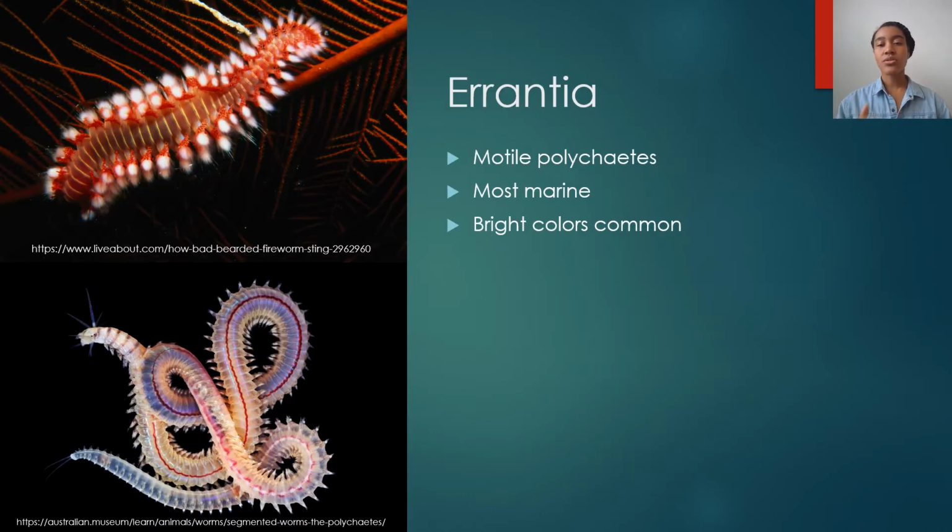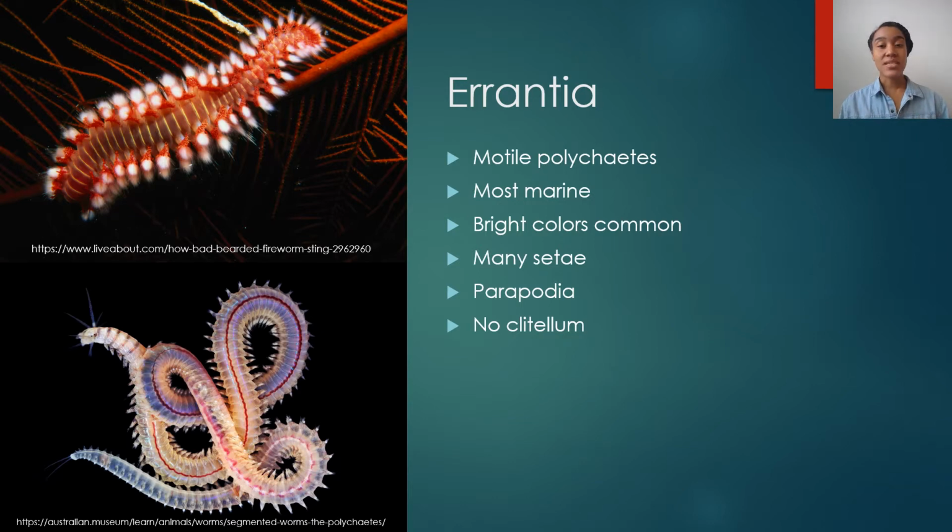So let's start by going through each of those groups and talking about some key characteristics of them. So let's start with Errantia. Errantia, as I mentioned, are our motile polychaetes. These are ones that maybe swim free in the water column. They may be active predators. They may be actively crawling. These are the ones that are motile. Most of them are marine, and they can exhibit bright, beautiful colors. So I know many of you probably have seen a lot of documentaries where they have these cool looking segmented worms that crawl around the coral reefs and things like that. Those more than likely fit in this category as long as they're a segmented worm.